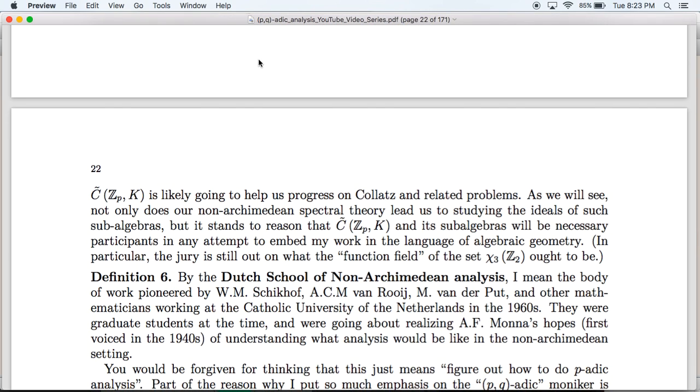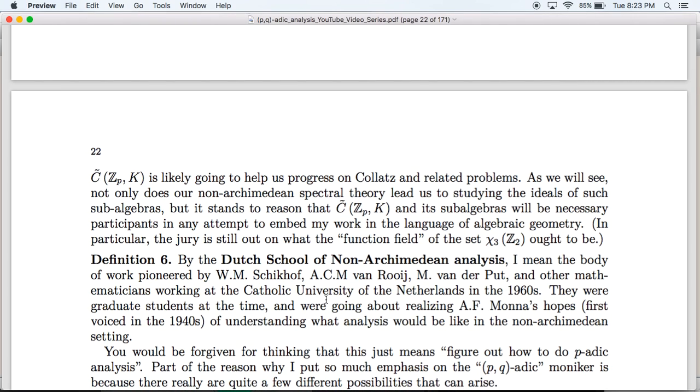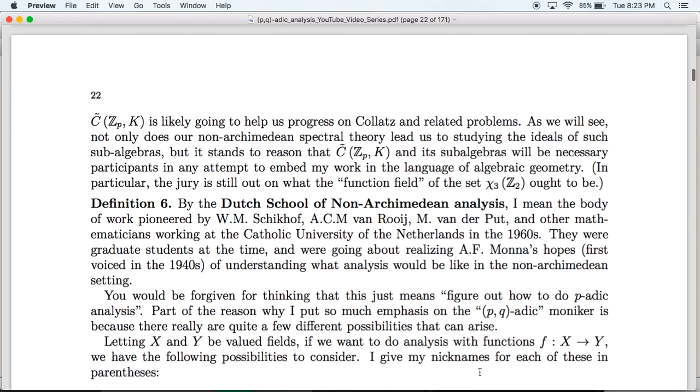Now, when I say non-Archimedean analysis, you would be forgiven for thinking that this just means figure out how to do p-adic analysis. Part of the reason why I'm putting so much emphasis on this phrase pq-adic analysis is because there are really quite a few possibilities that can arise, and just saying p-adic analysis at this point is loaded language that isn't clear enough. Here are some of the possibilities we can consider.